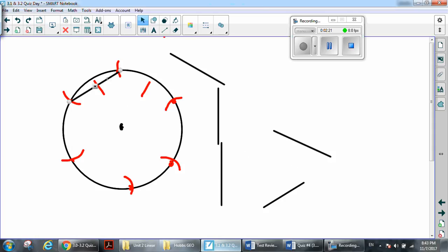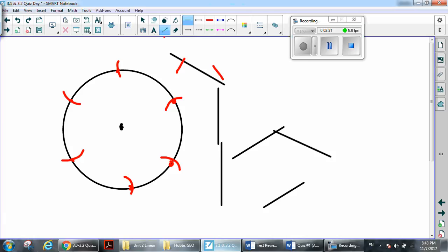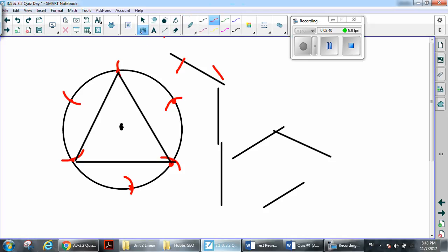Okay, so once we got those 6 points on the circle, instead of connecting every one to each other, we're going to connect every other one. Okay, so there's our equilateral triangle. We can mark that as congruent also. Okay, there is one more way to make an equilateral triangle, and that's by starting with a certain segment length.